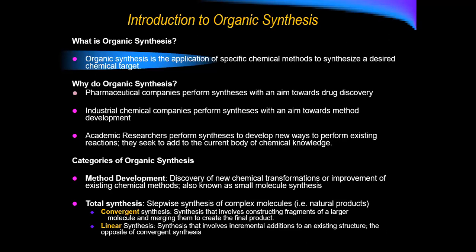or you can do what's called total synthesis, and that's a stepwise synthesis of a larger, more complex molecule, right? And total synthesis can be done in two ways. You can do convergent synthesis, which is taking smaller fragments and bringing them together to make a larger molecule, or you can do linear synthesis, where you start with a fragment and you just keep adding pieces to it until you reach your target, right? Both of those are done every day in labs all around the world.